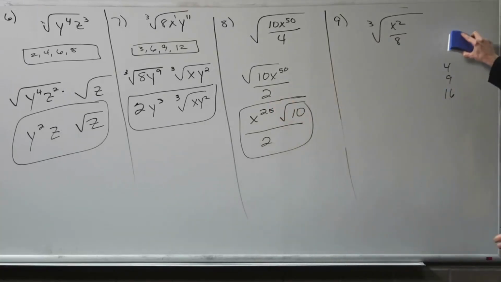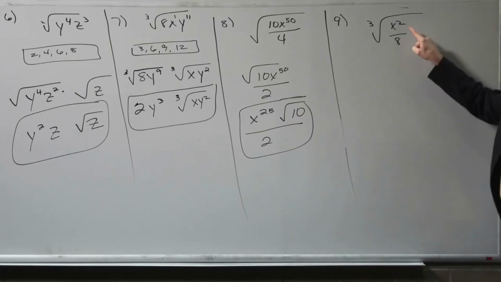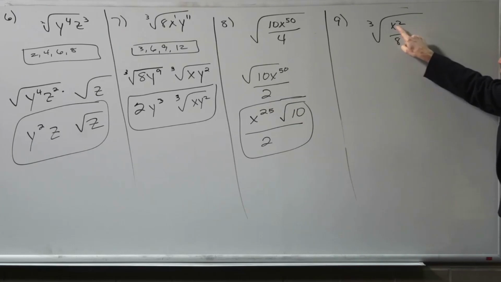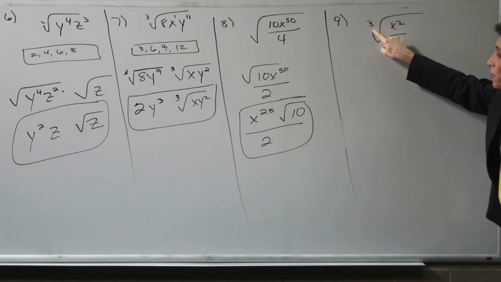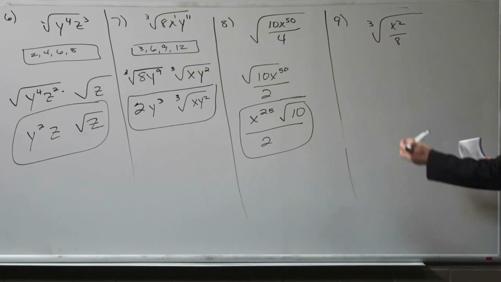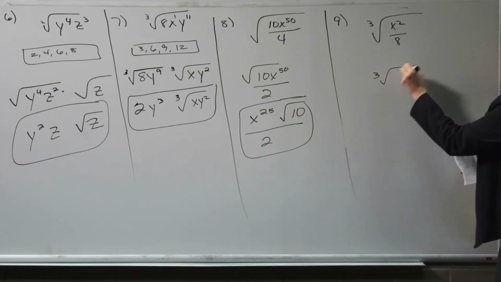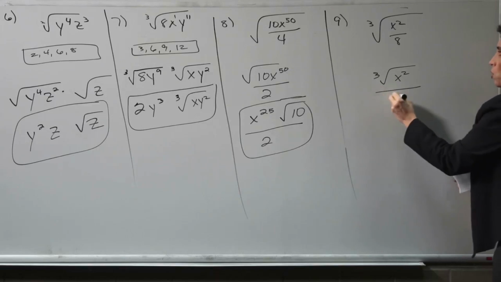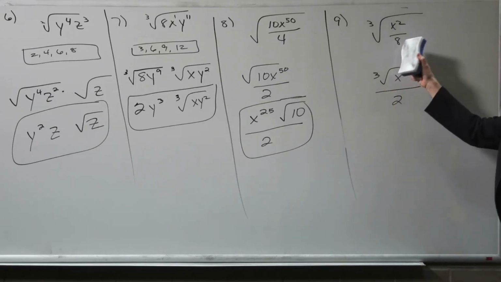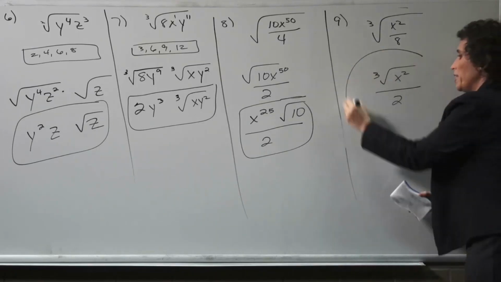Okay, last one. In this last one, this is x squared, it's not a perfect cube. In fact, it cannot even be simplified because 2 is smaller than 3. This is a perfect cube. So your final answer, very simple, is the cube root of x squared all over 2. Because 2 times 2 times 2 is 8, and you are done.